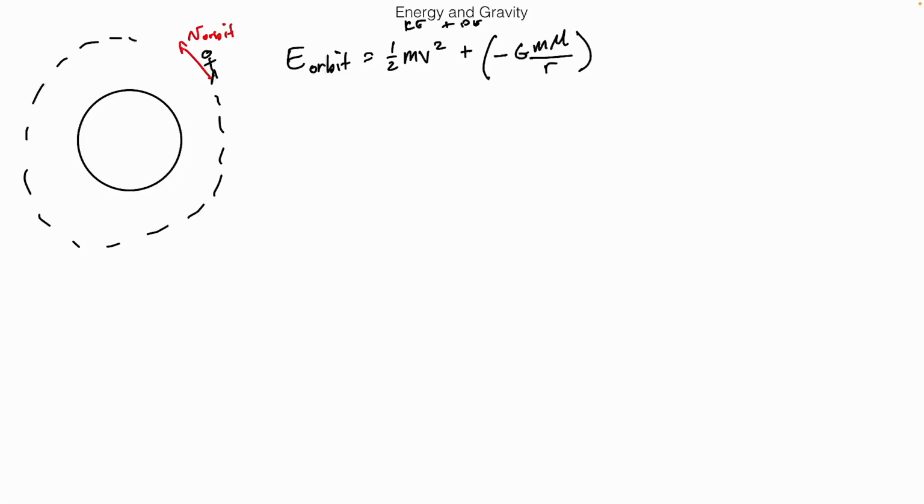Orbital mechanics is hard enough. I don't know about you, I don't want to spend the rest of my life trying to keep track of 1/2s and M's and V's and big G's and other M's and R's all over the place. It would be really nice if there was a compact form that we could write this down in, right? My orbital energy, can I simplify this? And the answer is yes.